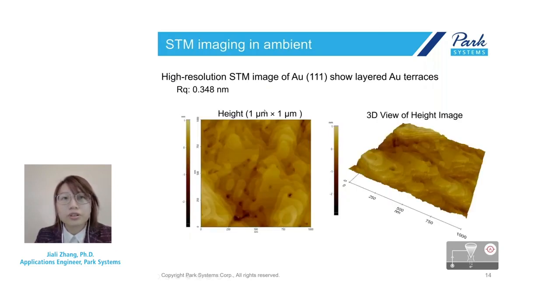So here are our high quality one by one height images acquired by our STM module in NX10 systems. And the right side shows the 3D views of these height images. You can clearly see the different layers of gold terraces and gold islands, and the roughness is about 3.48 angstroms. And this clearly shows you the high resolution of our STM module.